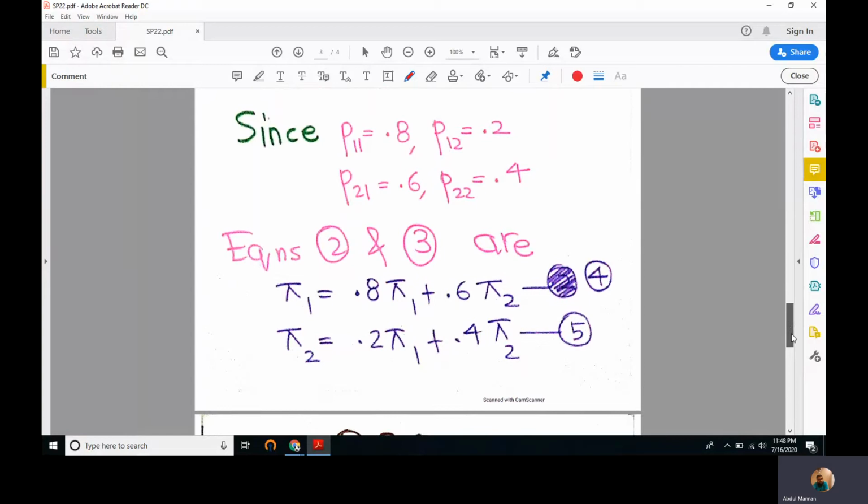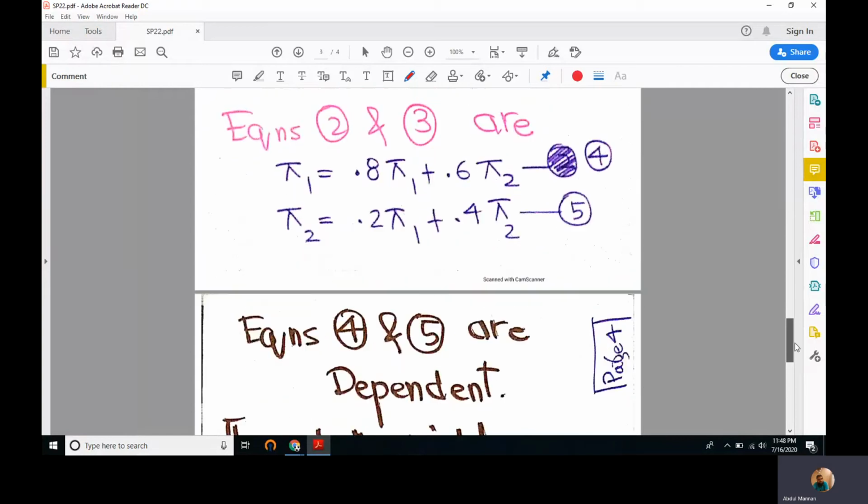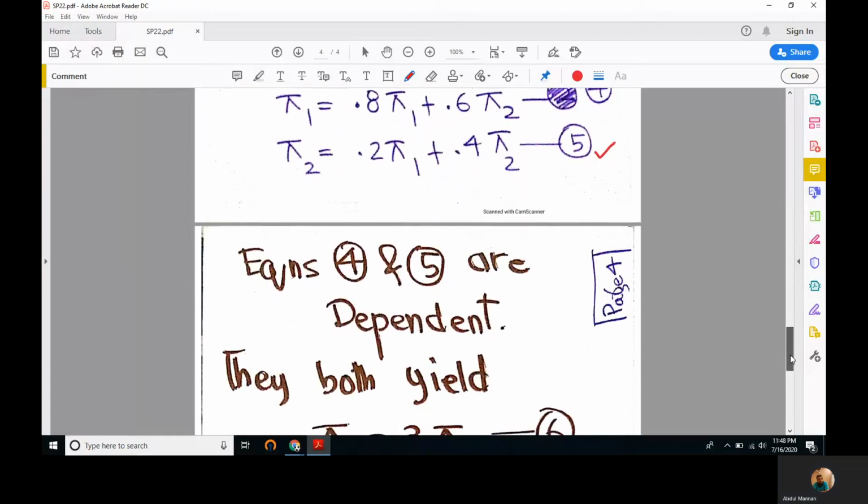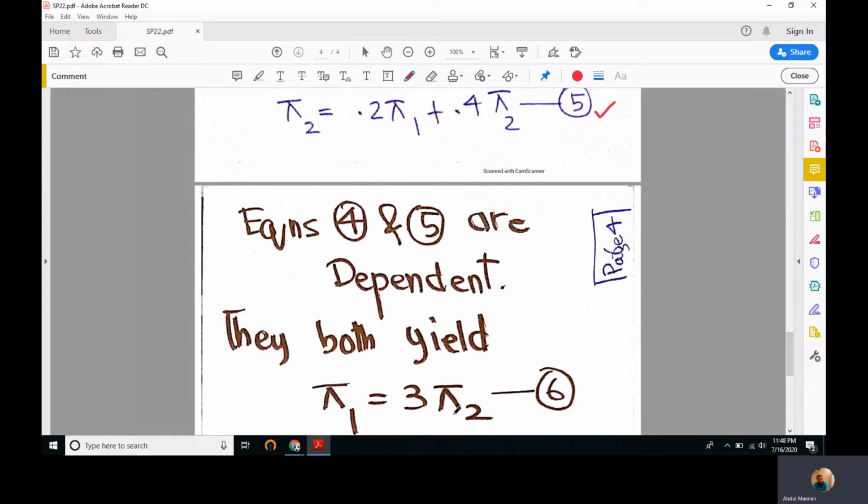An interesting observation is that equations 4 and 5, if we solve them simultaneously to find the values of pi 1 and pi 2, it seems there are only two linear equations and two variables, so we can easily find them. But if we try to solve them, we reach a value that yields pi 1 equal to 3 pi 2 from both equations.